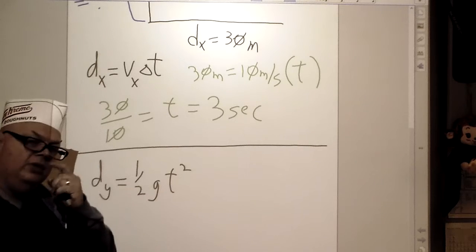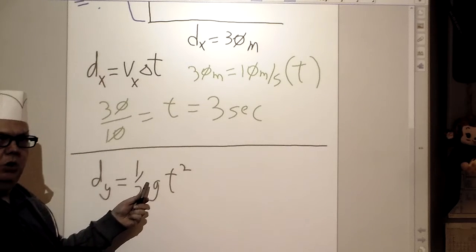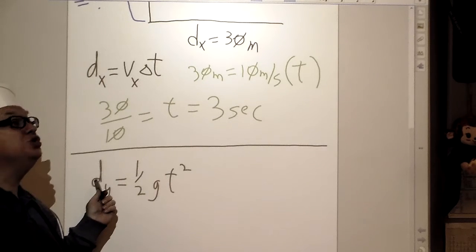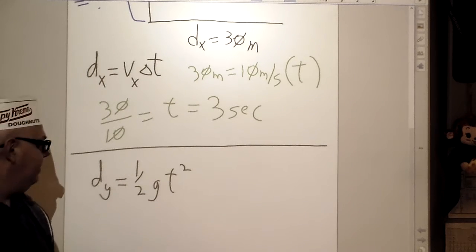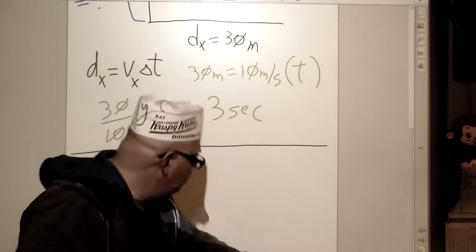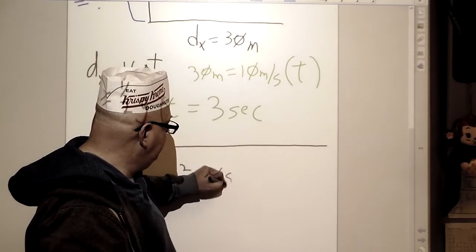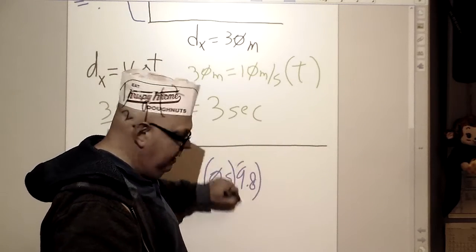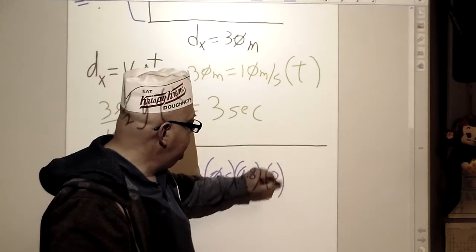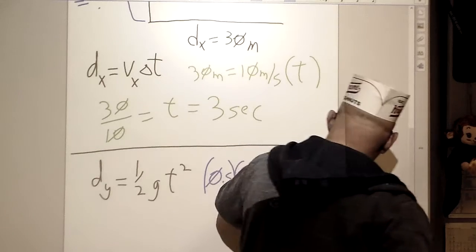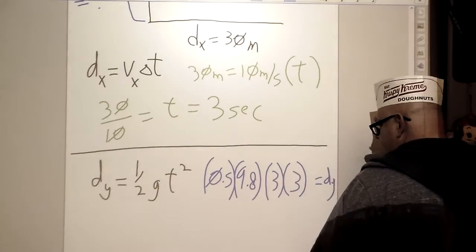Okay, so that's our formula that we're going to use. We have g because we already know it. We have our dy. Wait, we don't have dy. That's what we're trying to find, but we do have the time. So that means for us, we're going to plug in 0.5 times 9.8 times 3 times 3. And that's going to give us our dy.